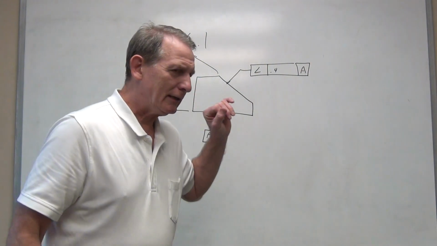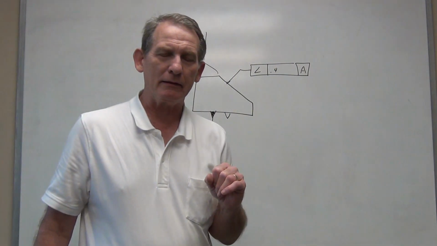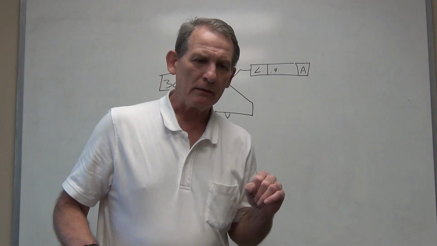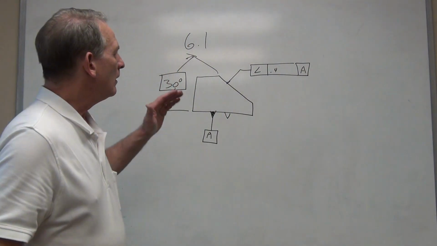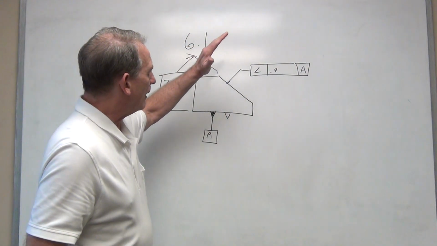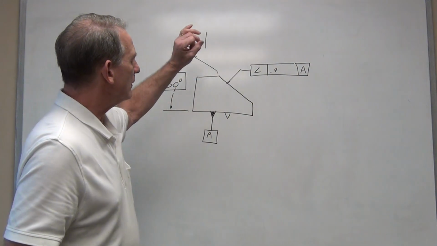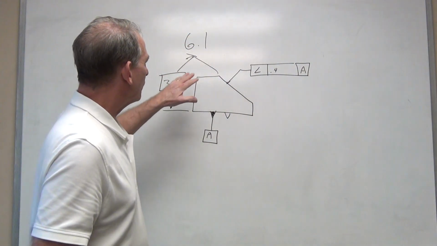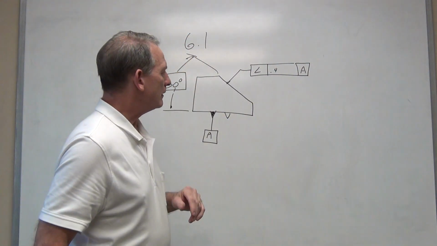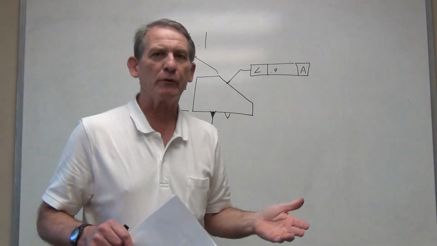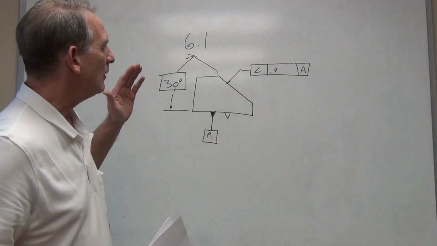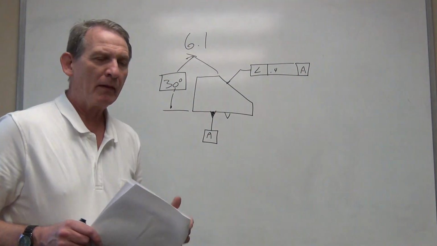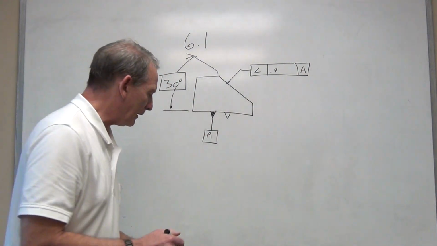Let's see if we can take this feature control frame and now sort of turn it into words. We have a tolerance zone that is at an orientation of 30 degrees. The tolerance zone is 400 thousandths or 0.4 millimeters, however you want to visualize it, relative to A. That's as simple as it can be.